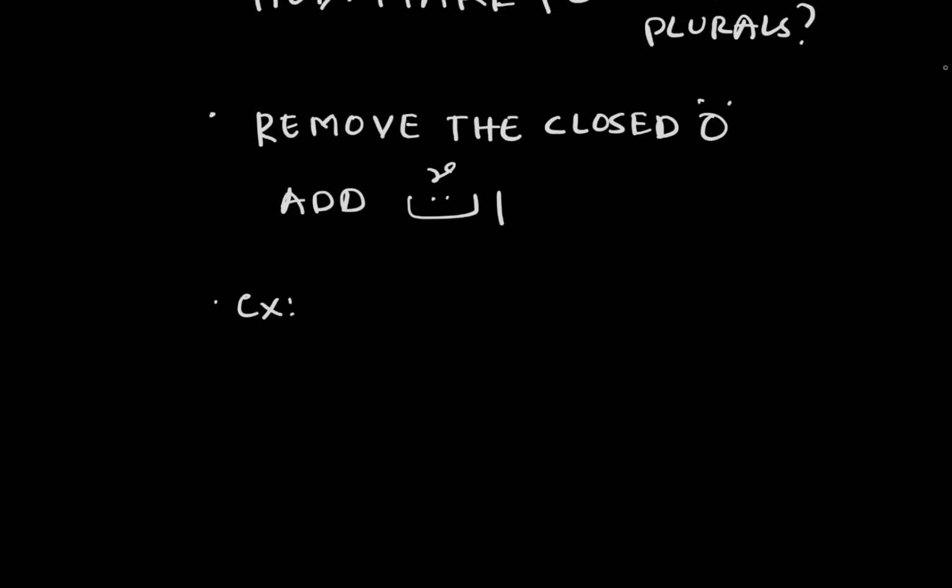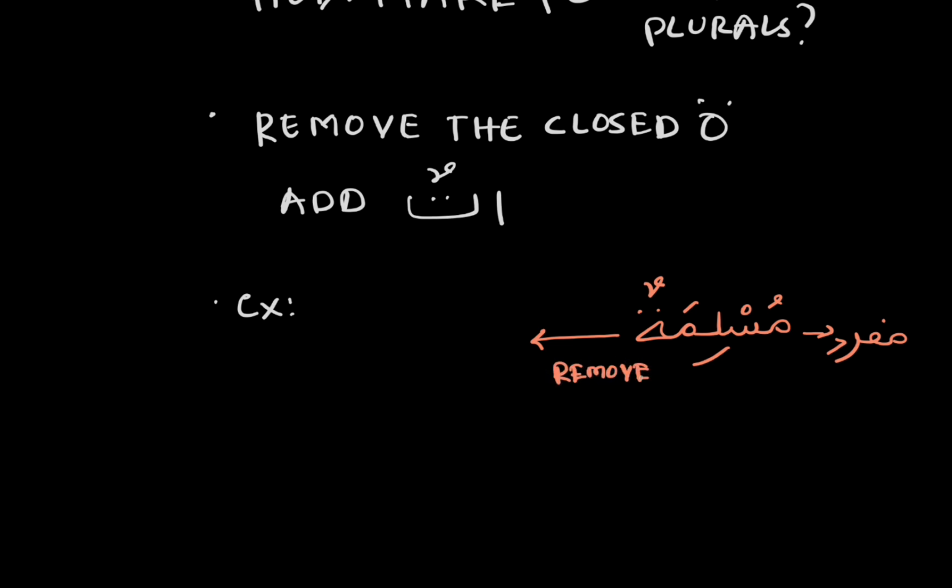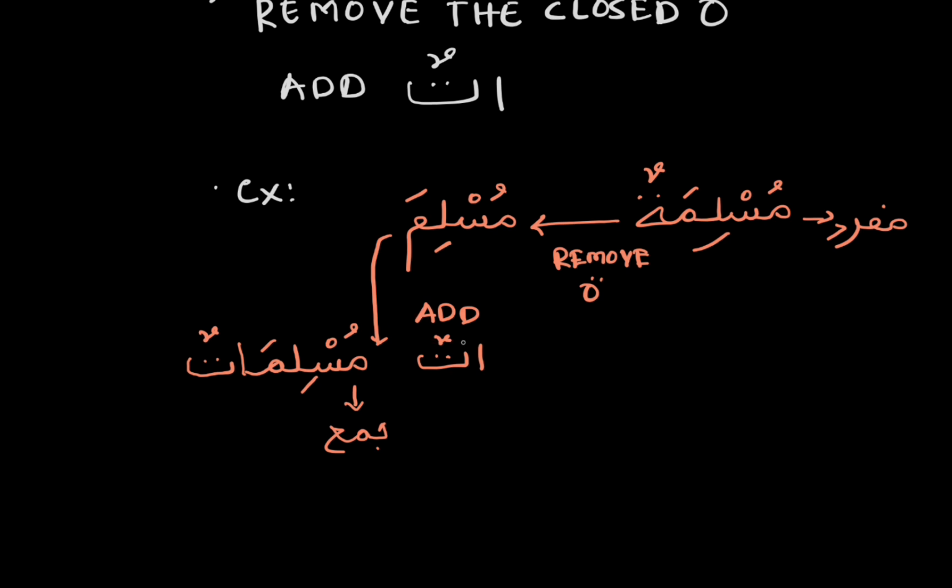So let us take one example, that is Muslimatun. Muslimatun is mufrad, that is a singular noun. So here first remove the closed ta at the end, so it becomes Muslima. Then add atun, that is alif ta with a tanween, at the end. It becomes Muslimatun, which is the plural form of Muslimatun.